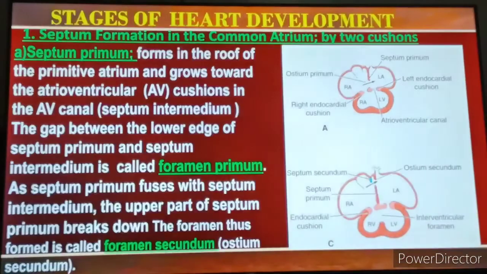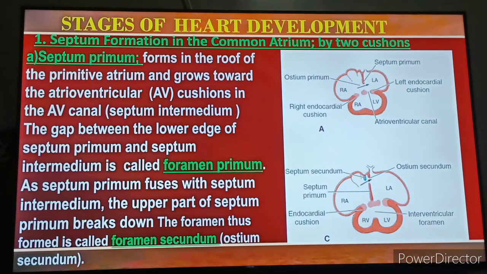This is it in diagrammatic presentation. We have septum primum. It's a cushion that is developing from the roof of the atrium. Then before it fuses with the atrioventricular cushion, there is a foramina. That foramina is called foramen primum. When it almost closes or fuses with the atrioventricular cushion, it breaks off from the roof where it began to develop, giving us a foramina that is called ostium secundum. And then we have the ostium secundum, the foramen above.